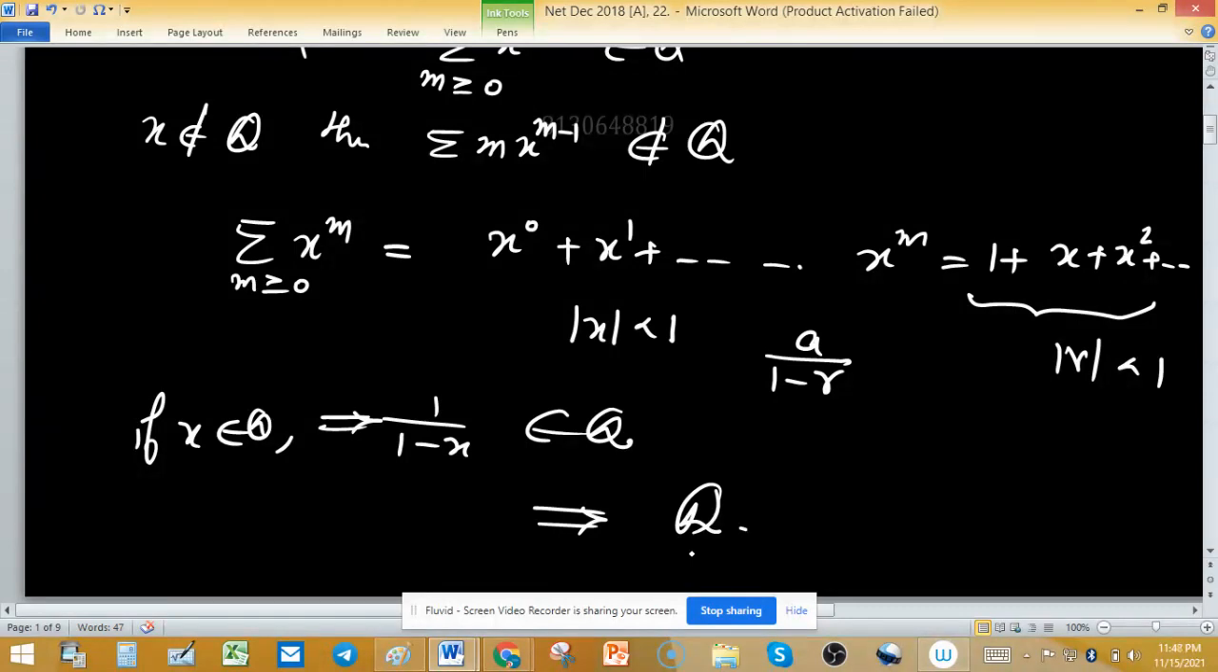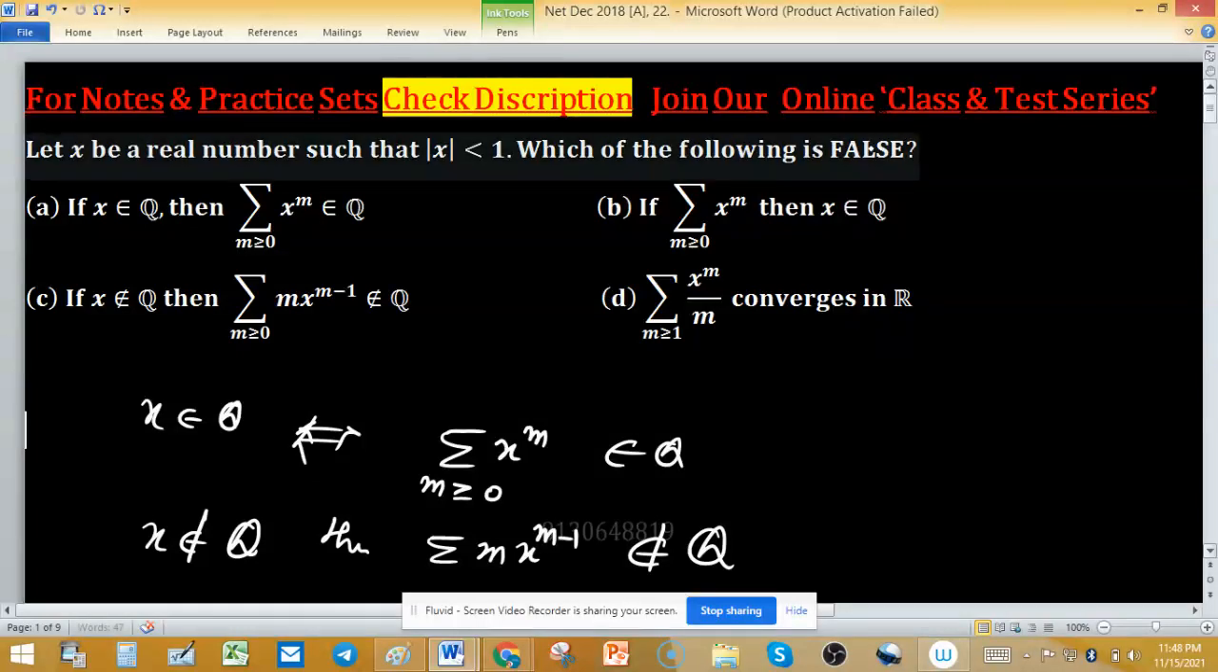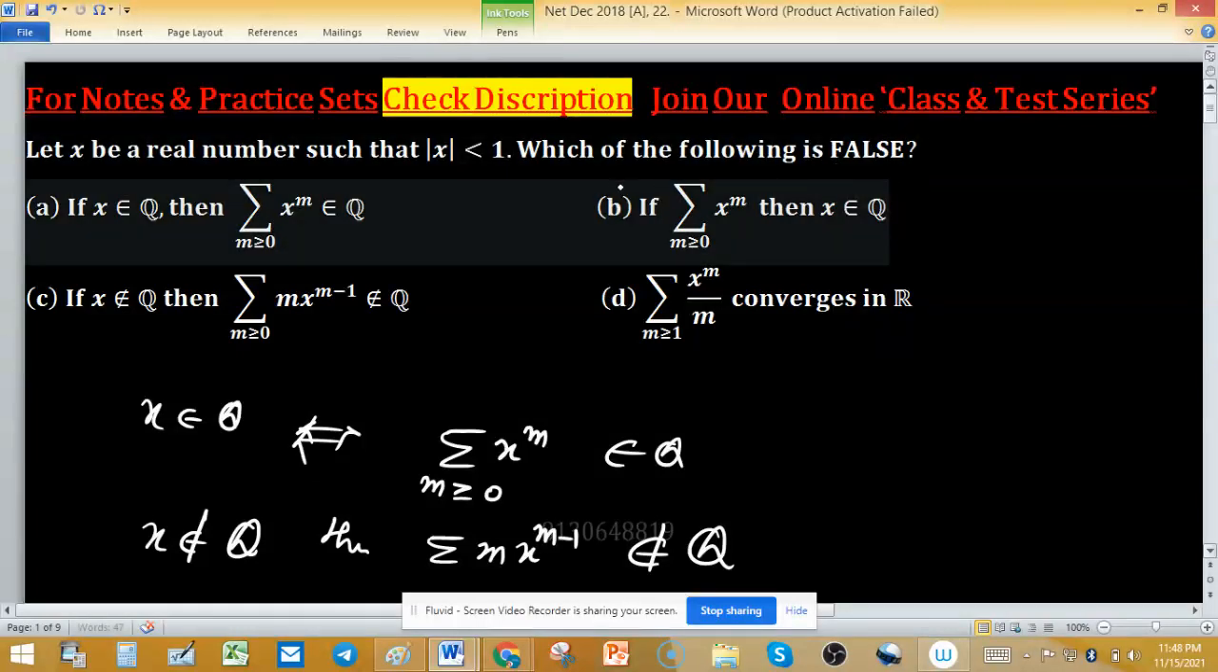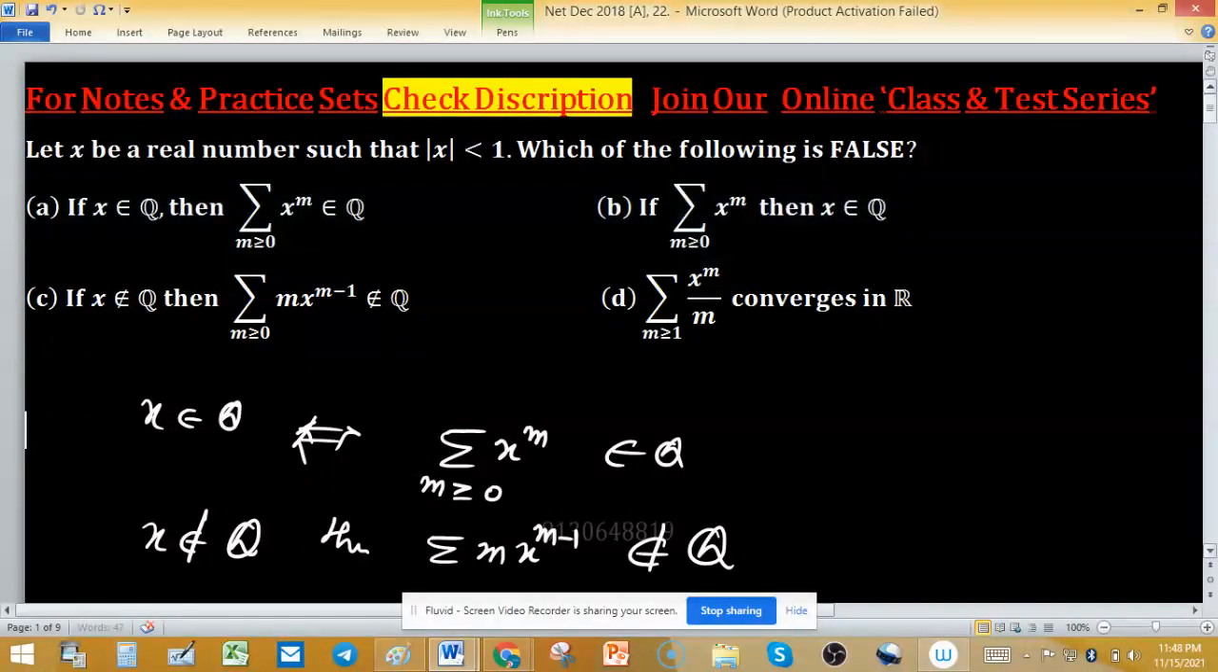And if this belongs to Q, then x is coming from a rational number. If x is an irrational number, then operating with an irrational number is again an irrational number. So if x belongs to Q, then this one is true, and if this one is true, then x belongs to Q. So options A and B are true, but we are seeking the false statement, so A and B are not the desired option. Now come to C and D.